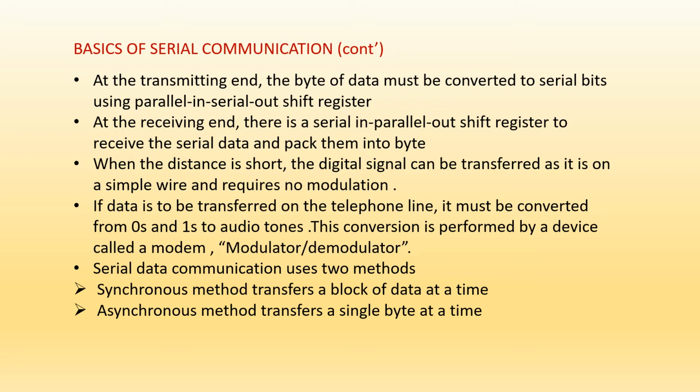When we are using serial data communication and the distance is short, the digital signal can be transferred on a simple wire and requires no modulation. But if the distance is very large, then the data has to be transferred over the telephone line. Whenever we are transmitting data on the telephone line, the data, that is zeros and ones, must be converted into audio tones. This conversion is performed by a device called a modem. Modem means modulator or demodulator.